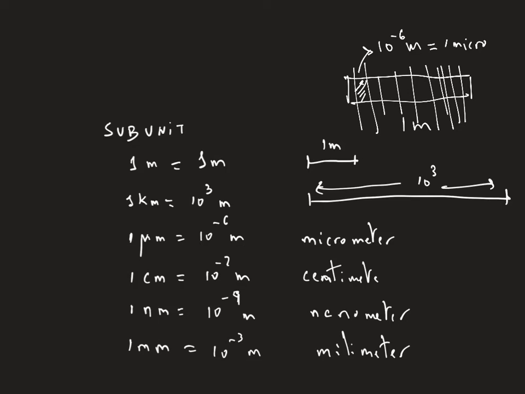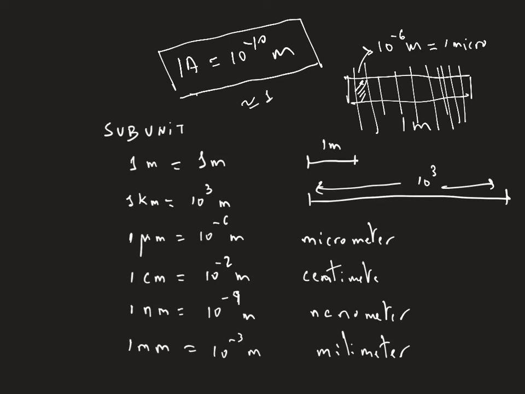So 1 centimeter is 10 to the minus 2 meters, and 1 nanometer is 10 to the minus 9 meters, 1 millimeter is 10 to the minus 3 meters, and 1 angstrom is 10 to the minus 10 meters. It's important to remember that 1 angstrom is more or less the size of 1 atom. 1 atom has the size of 1 angstrom, so it is 10 to the minus 10. That's all.